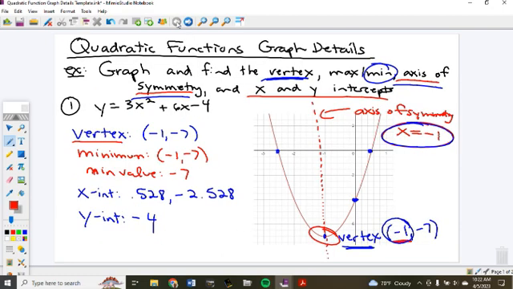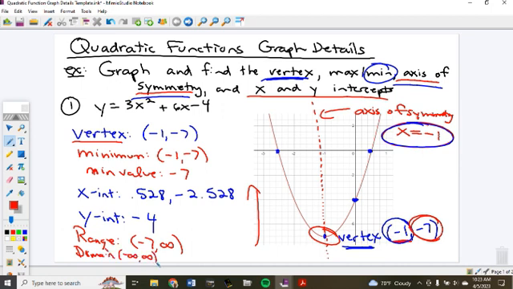How about on the first one that we did? The range for this one started down here at -7, and it goes up to positive infinity. All right, and the domain is the same thing on this one. The domain of every quadratic function is -infinity to infinity. All right, so the domain for every quadratic is -infinity to infinity. And we will stop there for today.